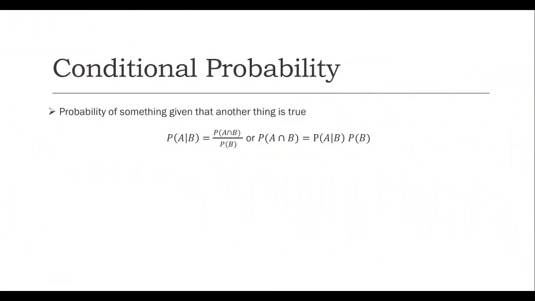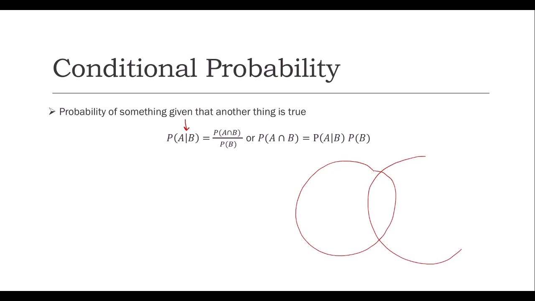So first we have what a conditional probability is, which we've talked about in a previous video. It's the probability of something given that another thing is true. So your probability of A given B is the probability of A intersect B over the probability of B.